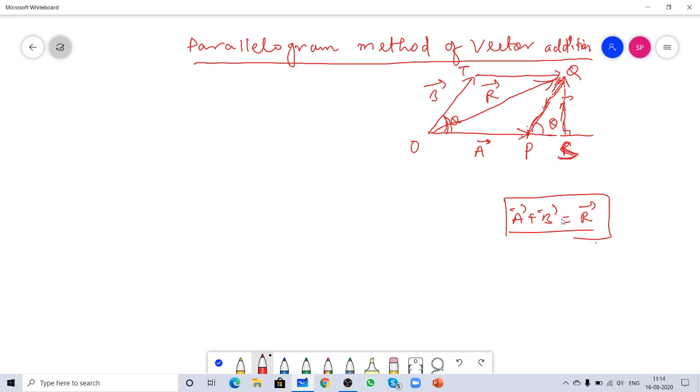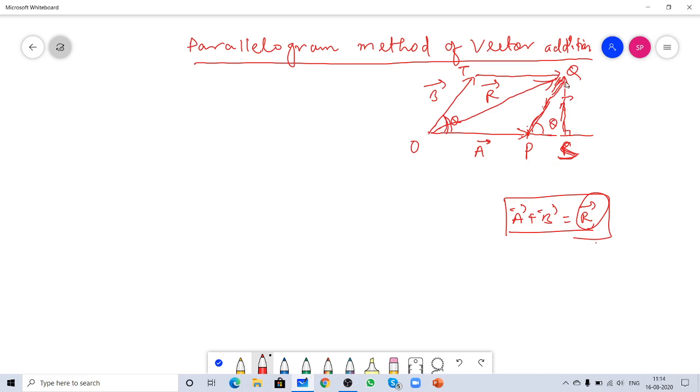Now we are interested to calculate the magnitude of the R vector. What will be the magnitude of R vector? Okay, so we'll calculate now what will be the magnitude. So see, now let us go through the diagram.